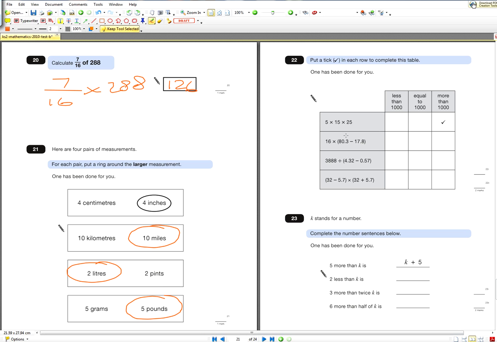Right, question number 22. You're going to work out all these calculations on the calculator, and you will find that this one is equal to 1,000. That one is more than 1,000, and that one is less than 1,000. Calculator work with your brackets. Question number 23. A number that's 2 less than k, what do we call that number? K minus 2. 3 more than twice k will be twice k and then plus 3. 6 more than half of k, so you could do 6 add half k, or half k add 6.